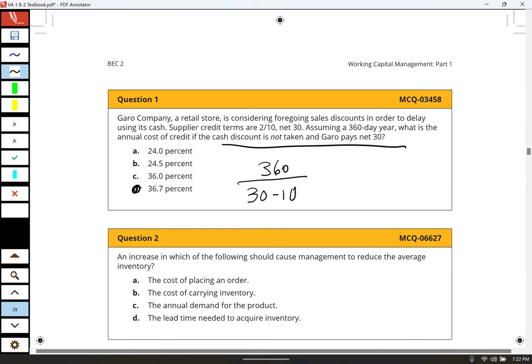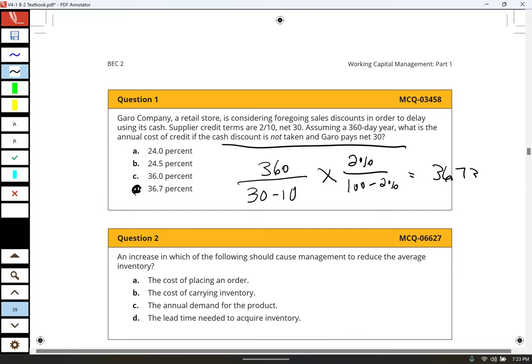So that tells us how many discount payment periods we have. And then we are to do what? Take the discount percentage, I should say, and then 100 minus that discount. When you do the math on that, you get 36.73, I think, which basically translates to 36.7%, the cost of not taking those discounts.